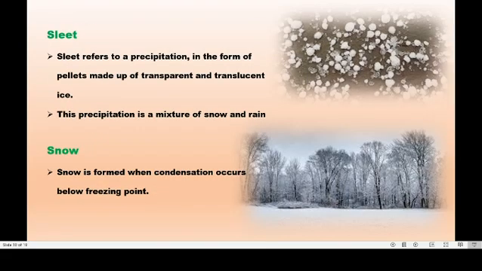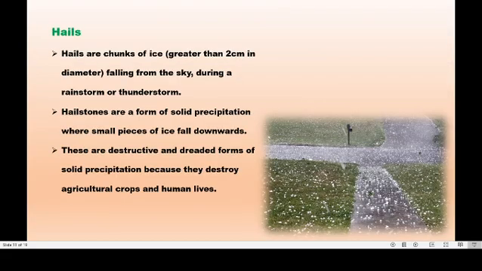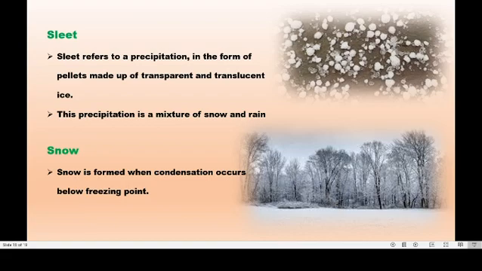And next one is sleet. Clear? Sleet. It means the precipitation in the form of pellets. It means like stones. Precipitation in the form of pellets is known as sleet. This sleet is a mixture of rain and snow, where you could see a small stone-like structure, and if it falls down to the ground, it melts again.